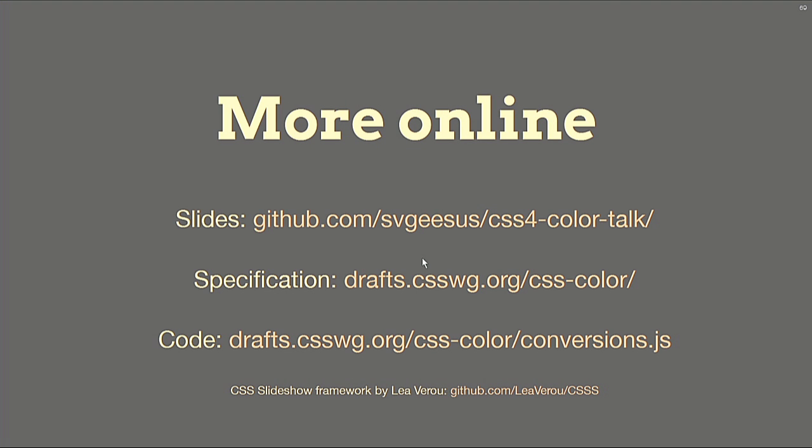And that's basically it. These slides are online on my GitHub. The spec itself, as I mentioned, is also on GitHub. And I also wrote some code in JavaScript that does some of the color conversion, so you can see how that works. That's it. I'm done. Hopefully that was useful.